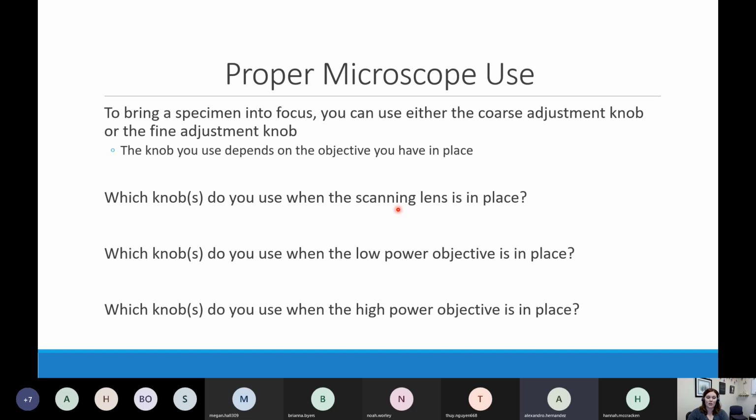Once that working distance gets really, really tiny, you only want to use the fine adjustment knob to move things. So for low power and high power objectives, yellow and blue, only use the fine adjustment knob. For the scanning objective, red, we can use both of them.